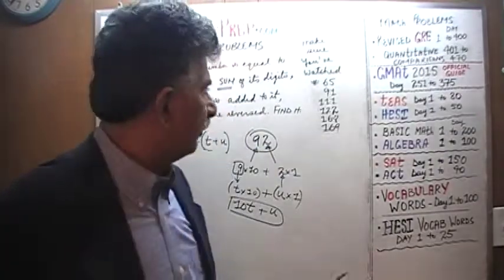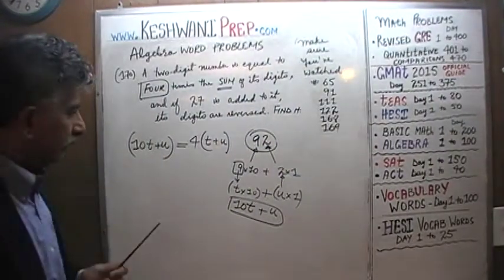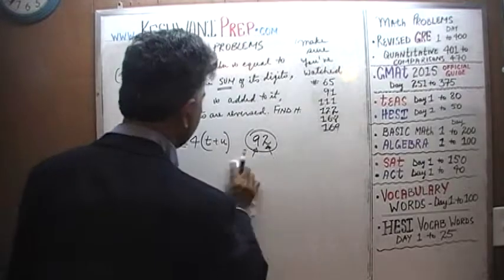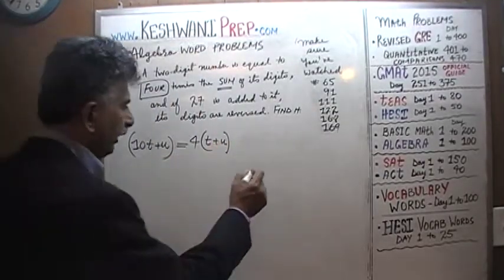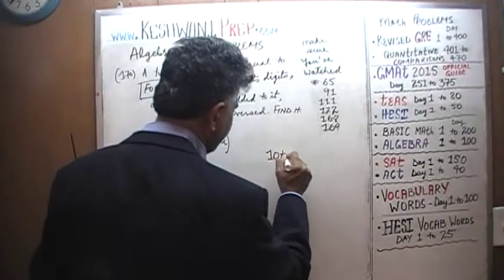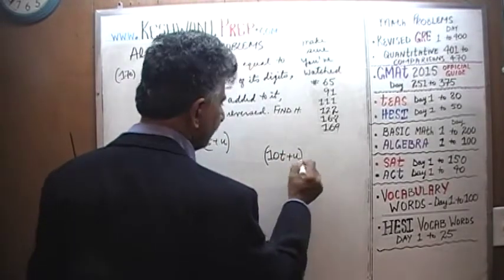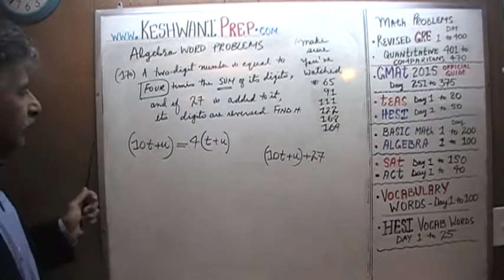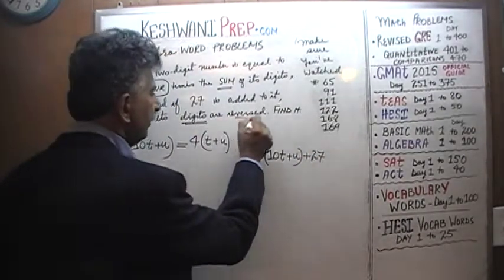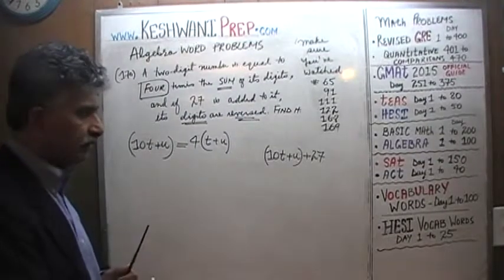The second equation is going to come from the second part of the statement, which goes on to tell us that if we were to add 27 to it, so here's our original number, 10 times T plus U. It says that if you were to add 27 to it, what would happen? The digits will be reversed.